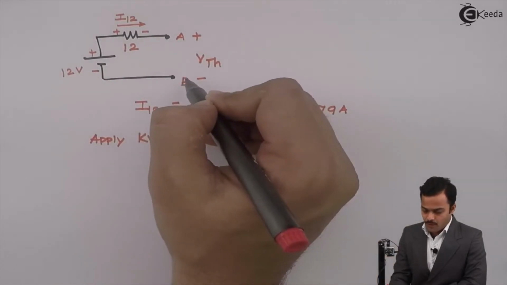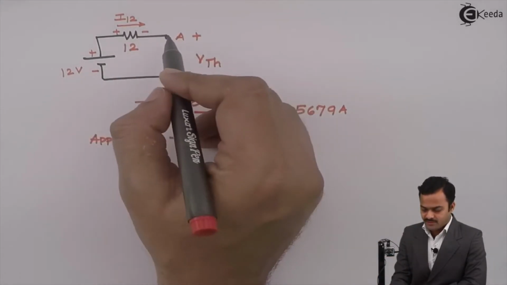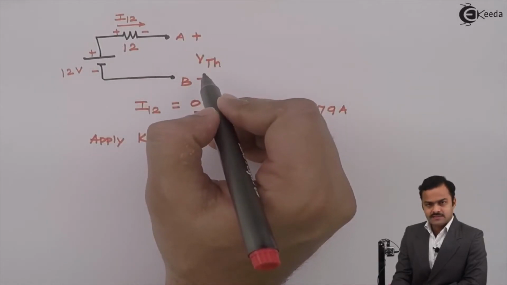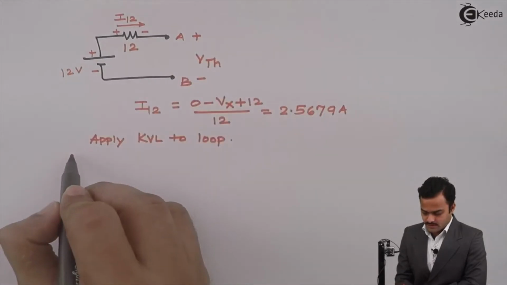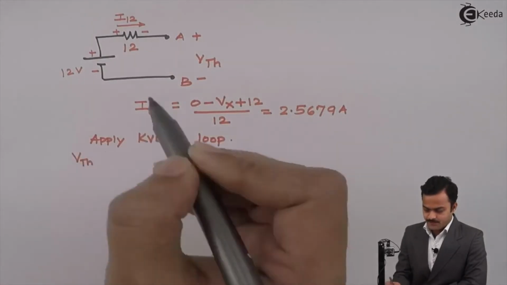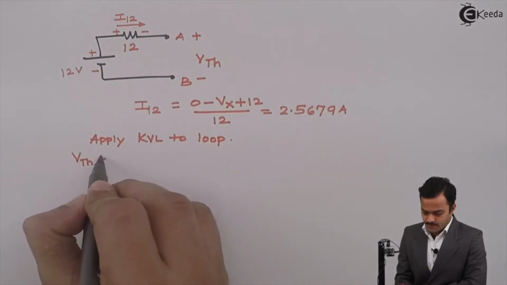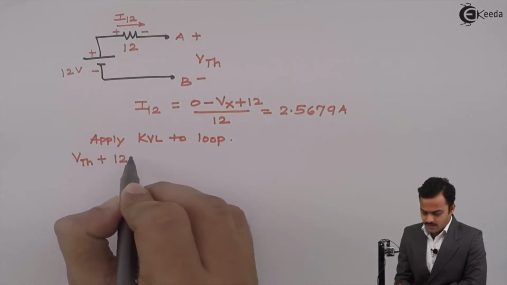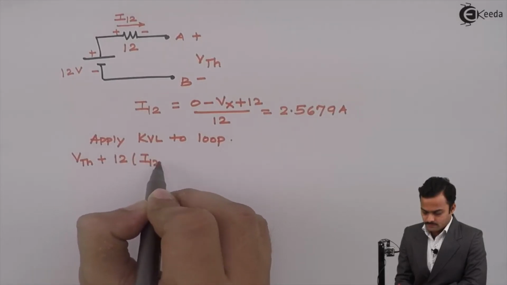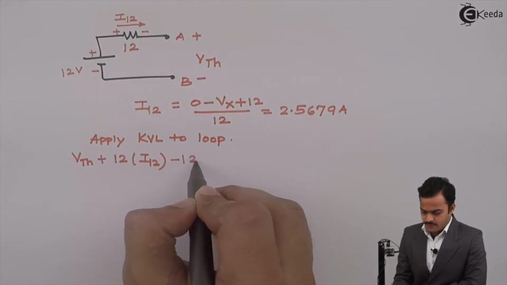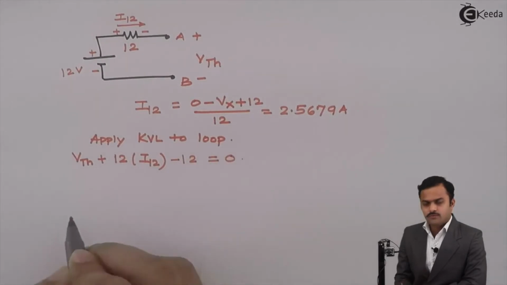Let's start from point B and come back to the same point after tracing two elements. So from B to A, it's Vth, and it has polarity minus to plus. So it's Vth. In this direction, the drop is minus to plus. So it's again plus, resistance is 12, current is I12. Plus to minus, it's minus 12 volt equal to 0.